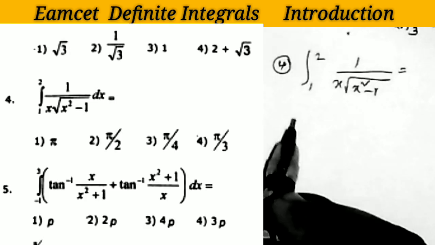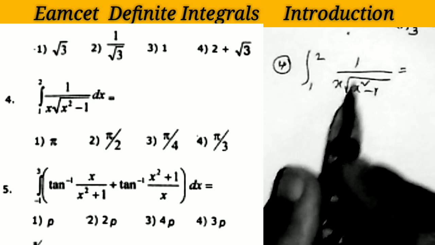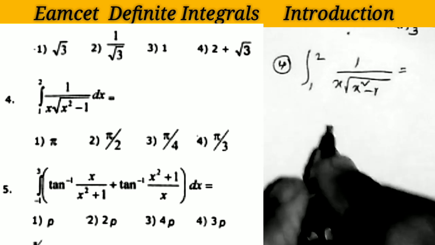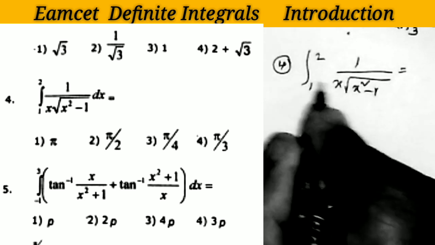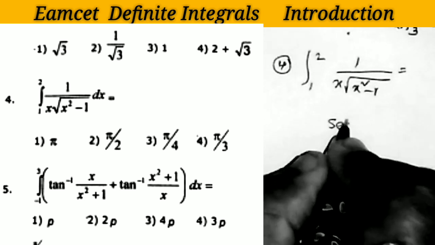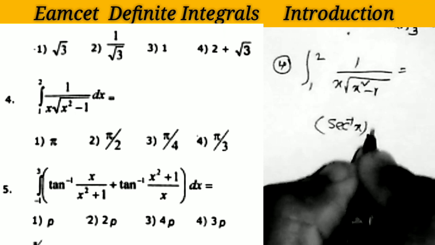Next question, sum number 4: integral of 1 by x into square root of x square minus 1. What is this value? So what is the integral of 1 by x into square root of x square minus 1? The integration is secant inverse x.